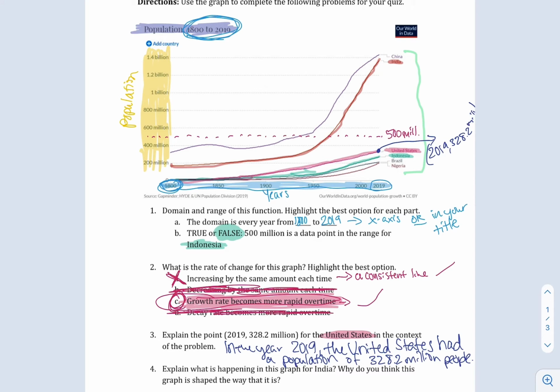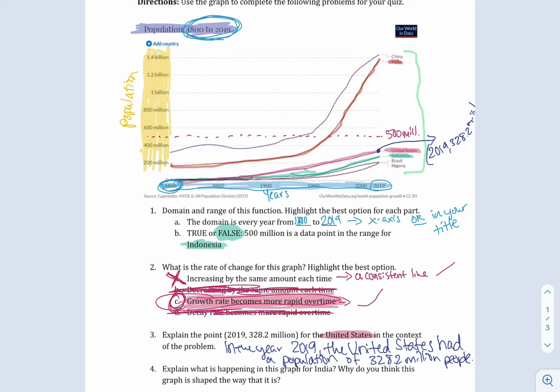So you want to make sure you're mentioning both your x-axis and your y-axis when you are explaining the point in context. And you also want to make sure that you include both of your numbers in your sentence. Okay, so both values, the x value and the y value.